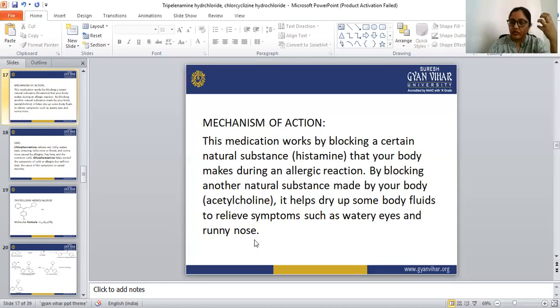Because of that, our body stops the water in the eyes and the water in the nose, because that helps to dry up the body fluid. So CPM blocks the naturally produced substances histamine and acetylcholine, and that blockage helps to dry up some body fluids to relieve symptoms of watery eyes and the runny nose. So this is the mechanism of action of the chlorpheniramine maleate, CPM.